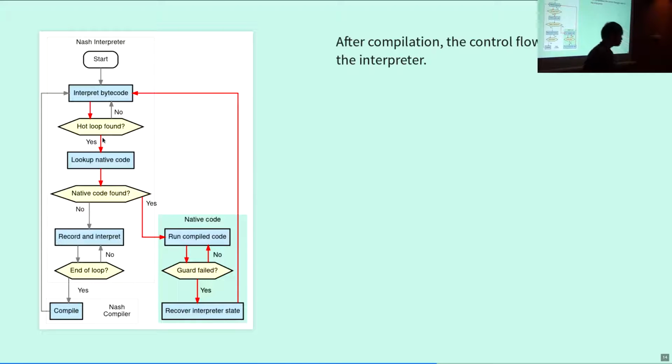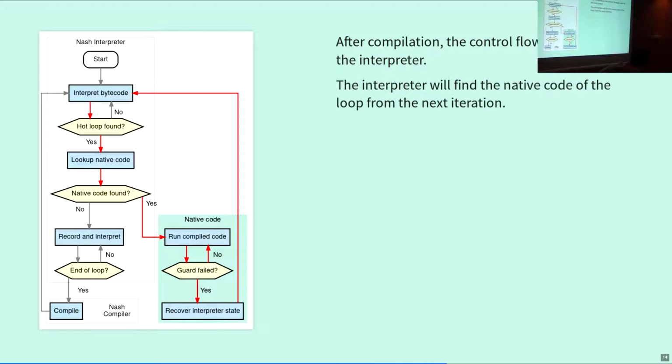At the moment, not all of the bytecode instructions are understood by the compiler. Some are tricky to implement. I haven't done them yet. And when Nash finds those unimplemented bytecodes, it just falls back to the interpreter. The interpreter will find the native code of the loop this time because it's already done. And it is likely to encounter the beginning of the loop immediately after the compilation because the user program is still inside the loop.